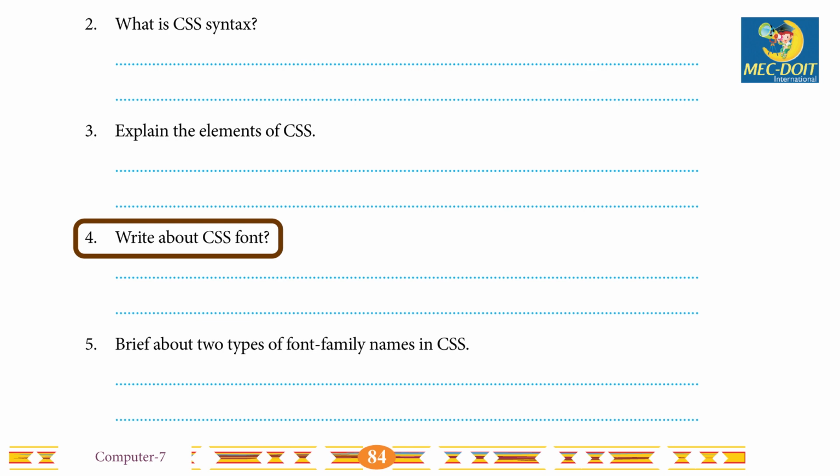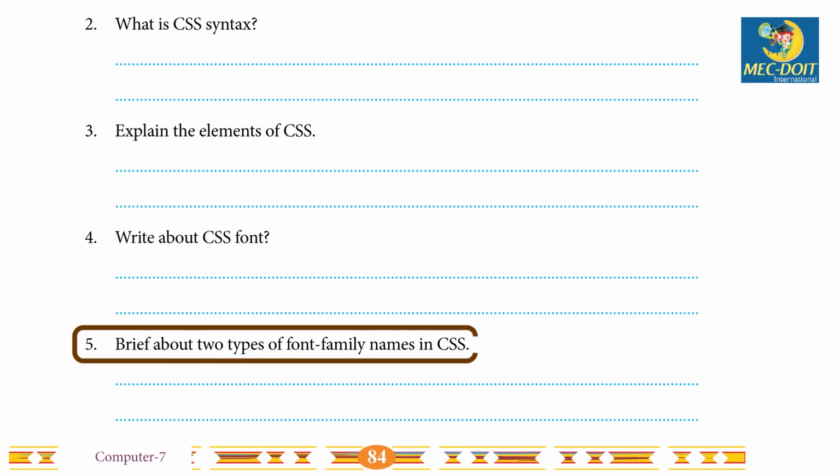4. Write about CSS font. Answer: in CSS, changing the font style can be done in one of 3 different ways. 1. By only entering a color's name as a value. 2. You can utilize predetermined hexadecimal color values. 3. Use the RGB color code.